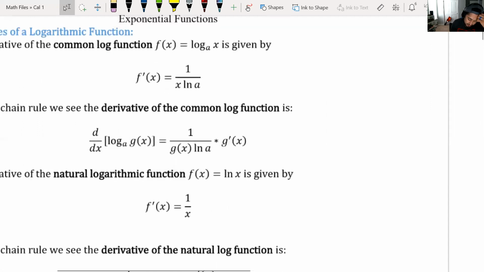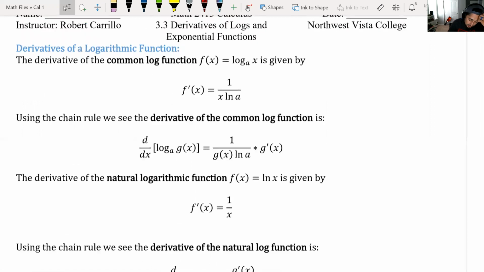So first thing we get into is the derivative of a common log function. If you're given f of x equals log base a of x, then the derivative is given as 1 over x times the natural log of a. So whatever the base is here becomes the value inside the natural log of the derivative. So log base a of x gives 1 over x times the natural log of a. Okay, cool. All right, and now the chain rule derivative.